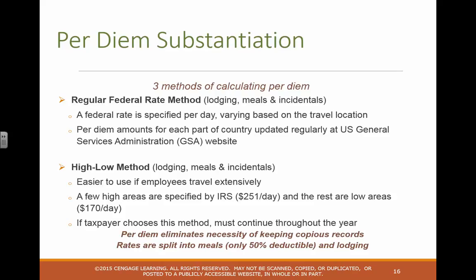And the rates are split into meals and lodging. So they give me that $170 a day because she mostly goes to low-cost areas. I think $55 of it is food, and the other $115 is lodging. So the $55, I have to do what with? She only gets 50% of that.